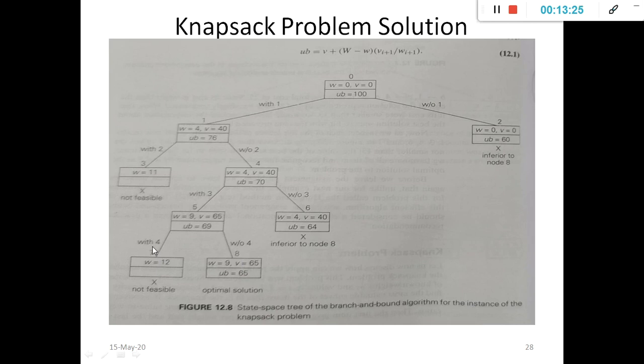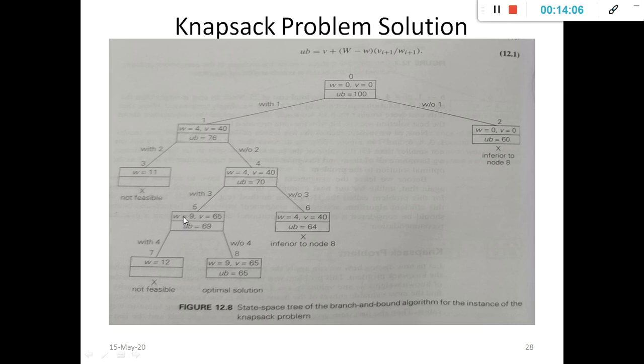Now the last item remaining is item 4. First, try to include item 4 into the knapsack. The weight of item 4 is 3, and when you place item 4 into the knapsack, the total weight becomes 9 plus 3, which is 12, but the maximum knapsack capacity is 10. That's why this is not a feasible solution.